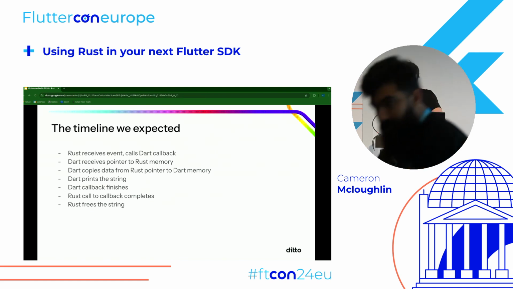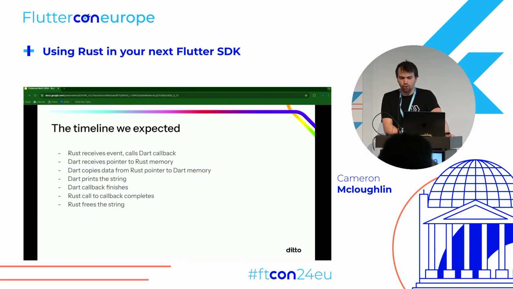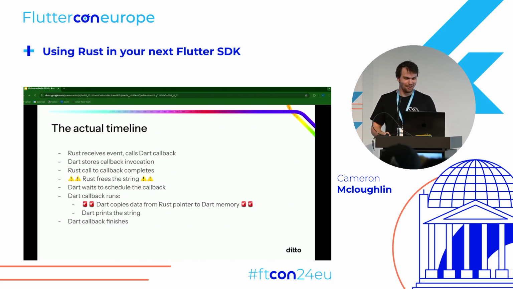So this is what we expected was happening. We expected we'd have Rust receiving a logging event, and it goes into some global variable, finds that Dart callback, and marshals the arguments, calls the function. Then Dart takes the data, copies it into Dart VM managed memory, and then the callback returns. We free the string. Everyone's happy. Unfortunately, this is not what happens.